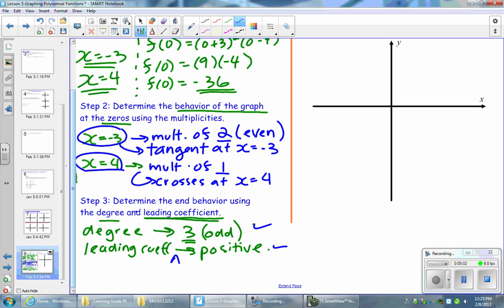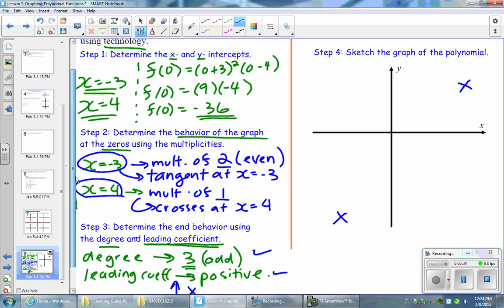Well, remember from my last lesson, if we have a degree that is odd and it has a positive coefficient, that means my end behavior is going to end up in quadrants 1 and 3. Okay, so it's going to increase through these two quadrants. So I'll put here on my coordinate plane, we're going to mark off the end behavior. But we don't know exactly what it's going to look like. We just know that it's going to end in those two quadrants.